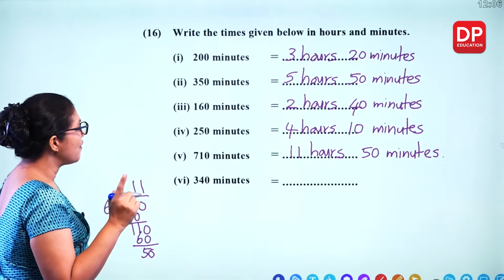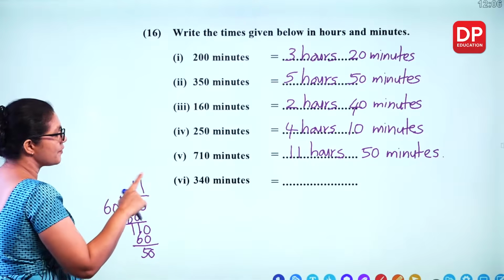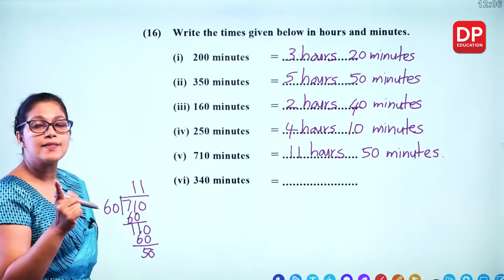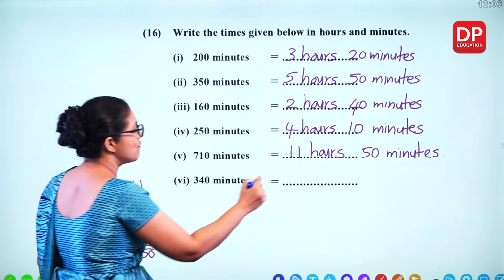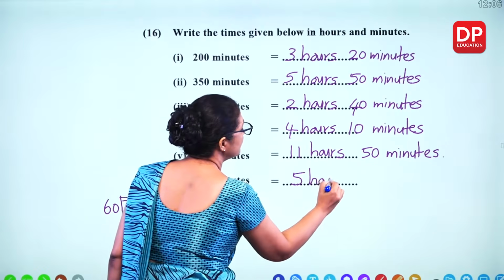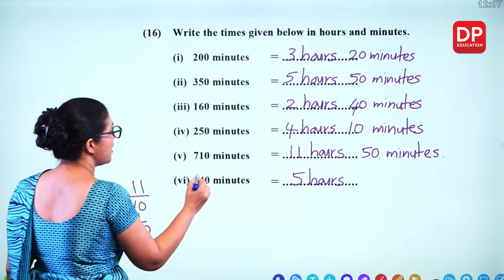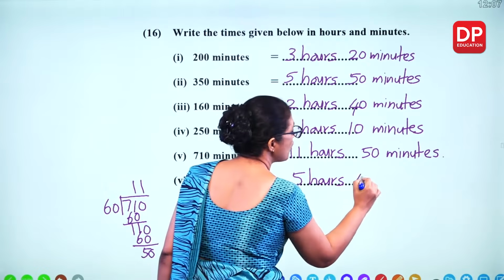Then 340 means 300. 300 means 60 times 5, 5 hours, and 340 there, so 40 minutes extra.